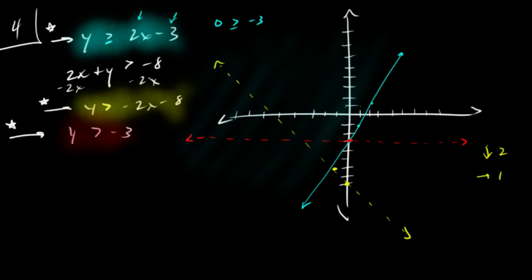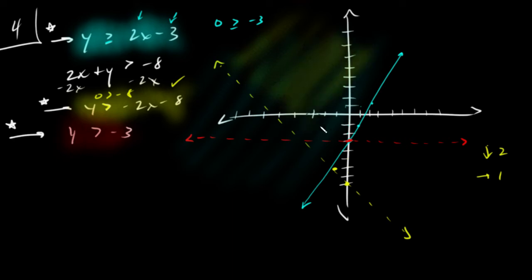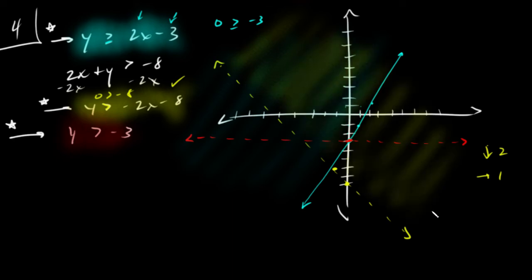Then, is 0 greater than -8? That's also a correct statement. So then we shade towards 0, 0 from the yellow line. So far this would be a commonly shaded region.